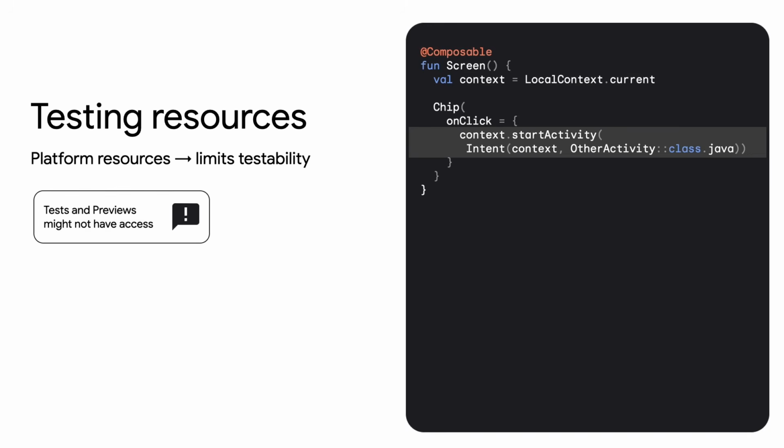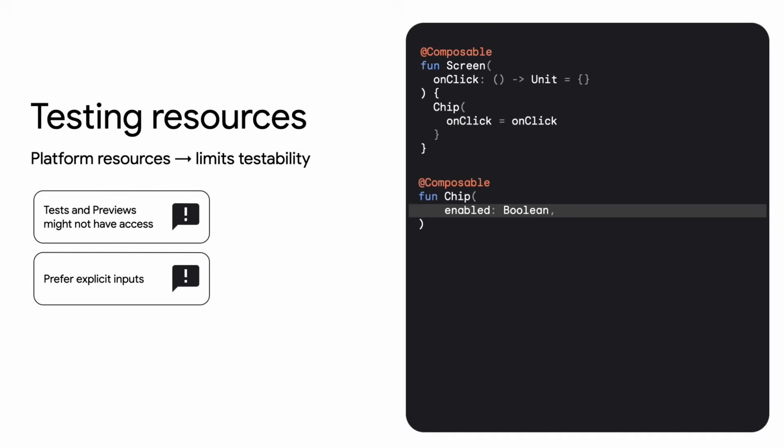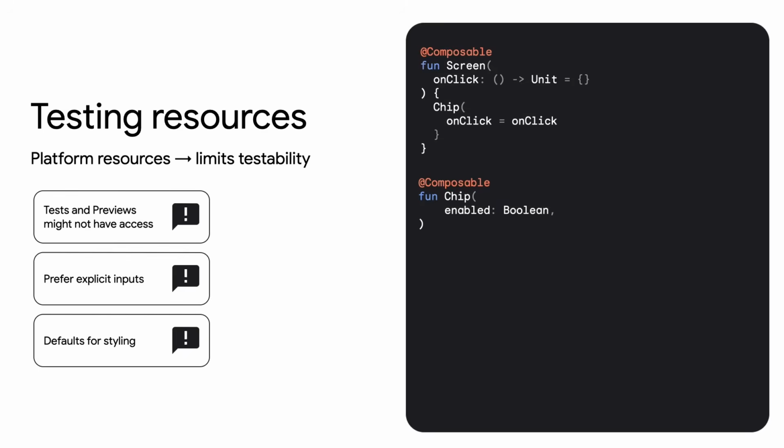If so, this could limit its testability, because in tests, and also in previews, you might not have access to these resources. Here, we require access to context to launch an activity as a click event. A better alternative would be to provide a click lambda as a parameter and delegate this responsibility to the caller. Implicit resources like context or composition locals can have impact on testability, so you should always aim to use alternatives through explicit parameters. However, if you need composition locals for styling purposes, make sure to put good defaults in place.